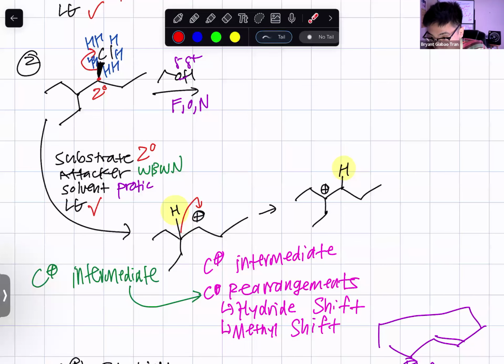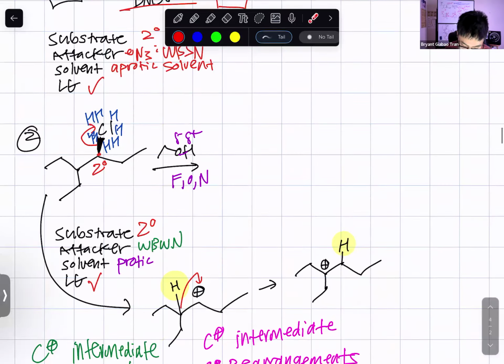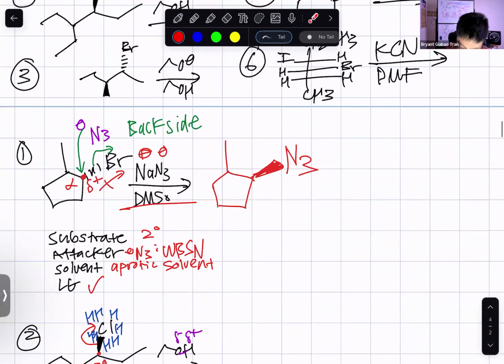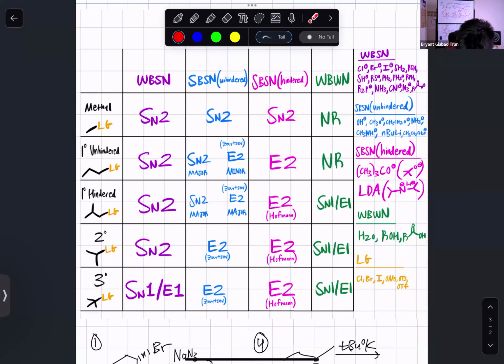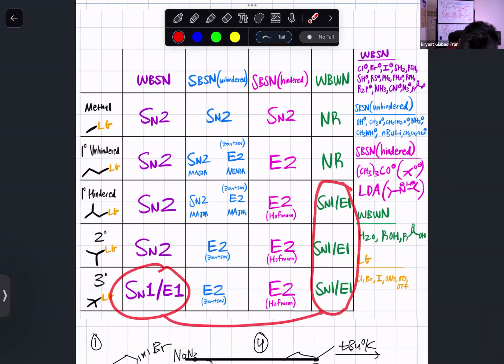How do you know when we will have a carbocation intermediate, right? So carbocation intermediates will always be formed for SN1 E1 reactions. All of these reactions here, SN1 E1, always form a carbocation intermediate. So that's the other way to remember these reactions. SN1 E1, they always form a carbocation intermediate because the leaving group leaves first.